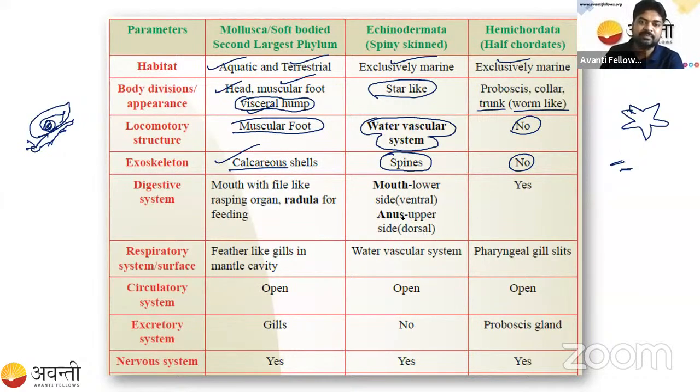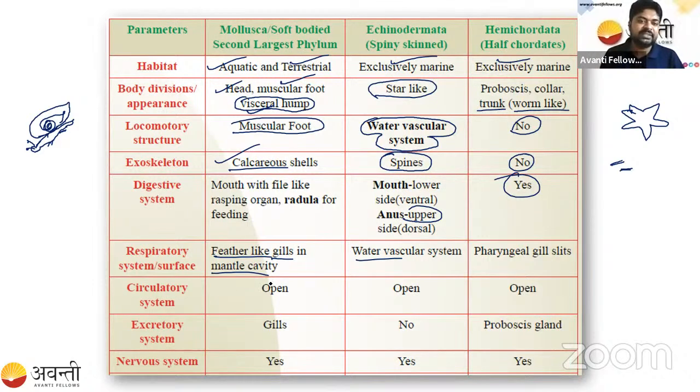Okay, so the anus is present on the dorsal side, you can see here. In Hemichordata, the digestive system is present. In case of Mollusca, the respiratory system contains gills. In Echinodermata, respiration happens by the water vascular system. And Hemichordata contain gill slits.